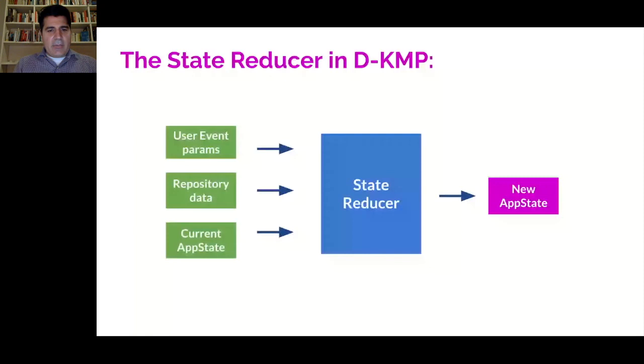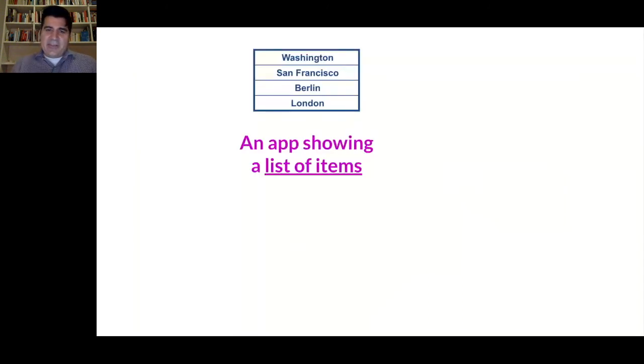And then another of the inputs is the repository data, and the other input is the current state. So through the state reducer, we are able to take the old state as a reference, apply some modification to create a new state. This can be explained much better with an example. So think about an app, even if it doesn't look like an app, with a list of different items. And these are cities, right? This could be an app on Android or iOS, web, it doesn't really make any difference.